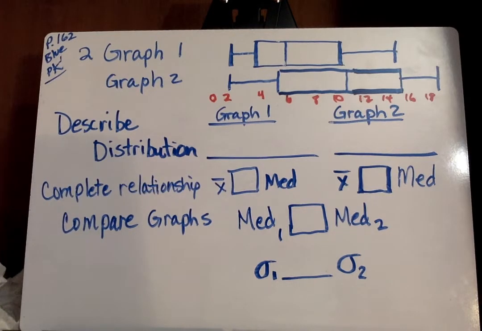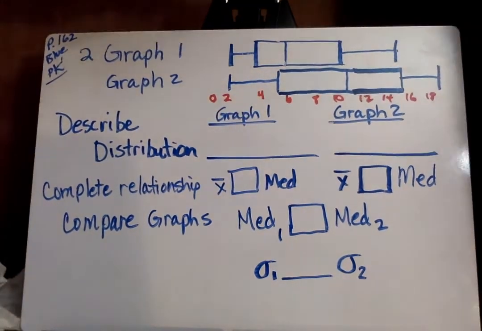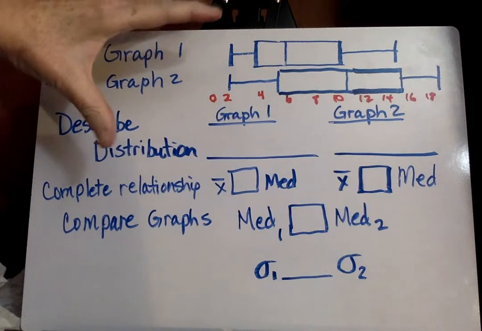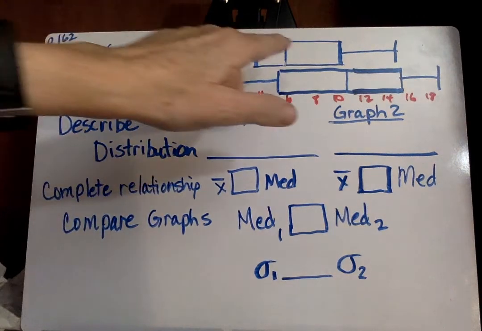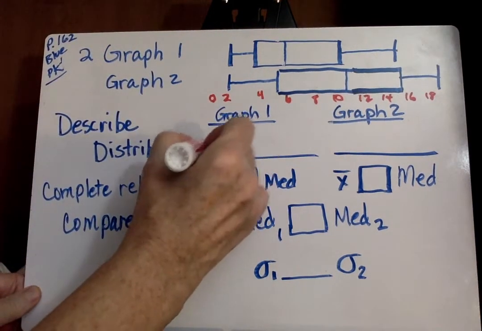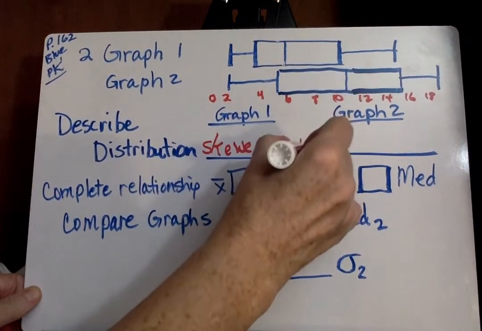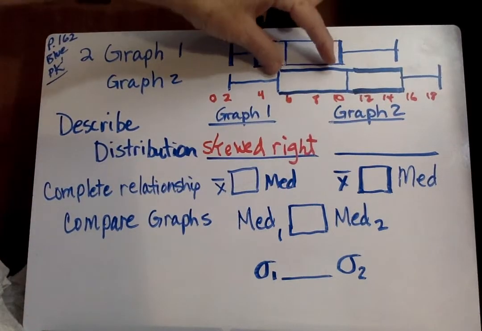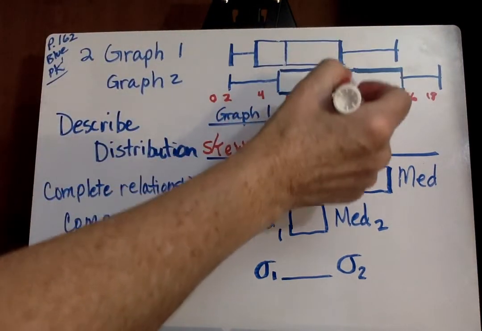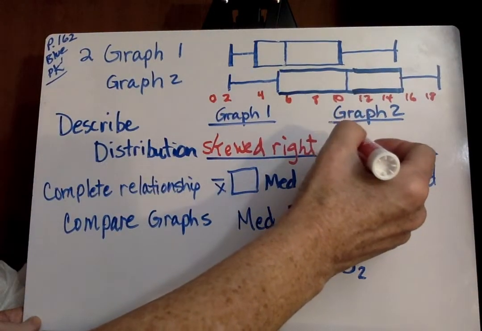So we're going to describe the distribution. Right here, we have more data in less area. This is wider. Another way you can think about it is which side of the box is wider, and that will be skewed that direction. So this is wider here, so graph 1 is going to be skewed right. Now, when I look at graph 2, they're about even. If the median, this represents the middle of the data, is in the middle of the box, then we know it's symmetric.